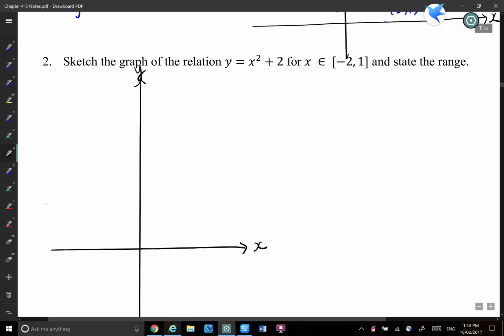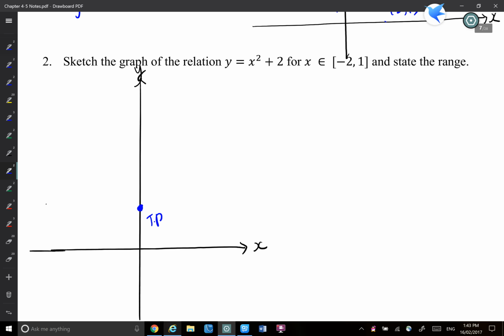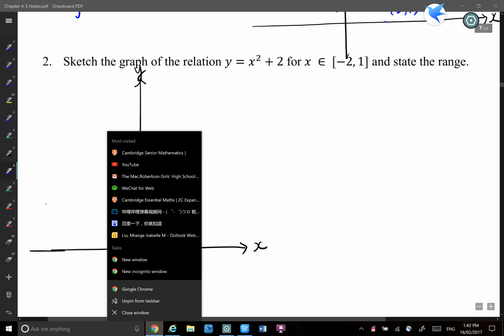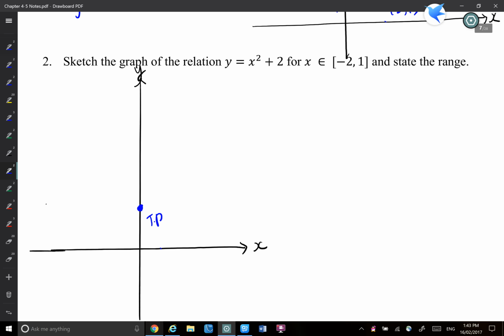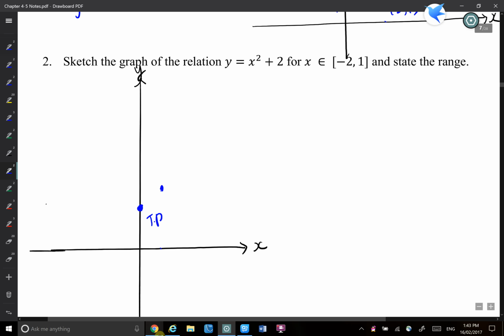So I have y and x, and when x equals 0, y will be 2. Okay, I have a point here, (0, 2), which is the turning point. When x equals 1, the y value will be 3, right? When x equals -2, y will be (-2) squared plus 2, so y equals 6.